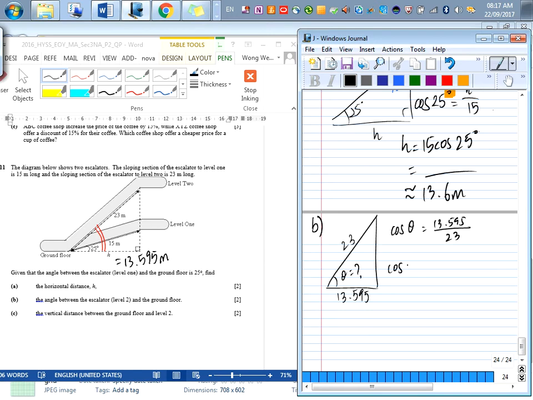So instead of calculating this, getting something point something, and then taking the cosine inverse, I will just straight away from this step write down theta equals cosine inverse, and keep everything so that it is accurate and I don't have to calculate so many times. Next step, just key in exactly into your calculator: inverse cosine, 13.595 divided by 23, close bracket, answer. This will be 53.765 degrees. Rounding off to 53.8 degrees.